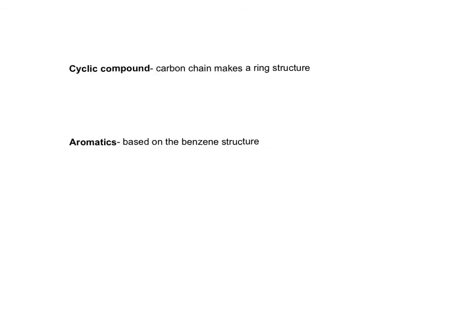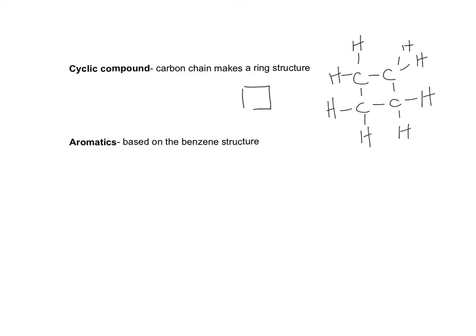Cyclic compounds contain a ring structure. So sometimes we draw these showing all their atoms. Okay, so we can draw a cyclic structure like that. It makes a ring. Or we can do a line structure and you just show the carbon bonds. You don't actually draw in the carbon.